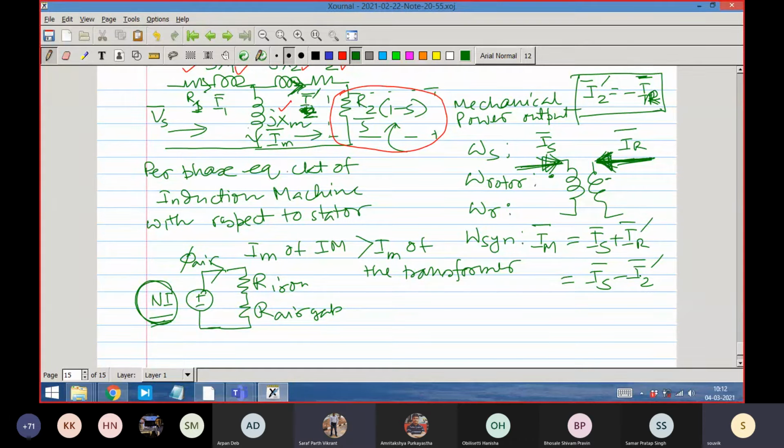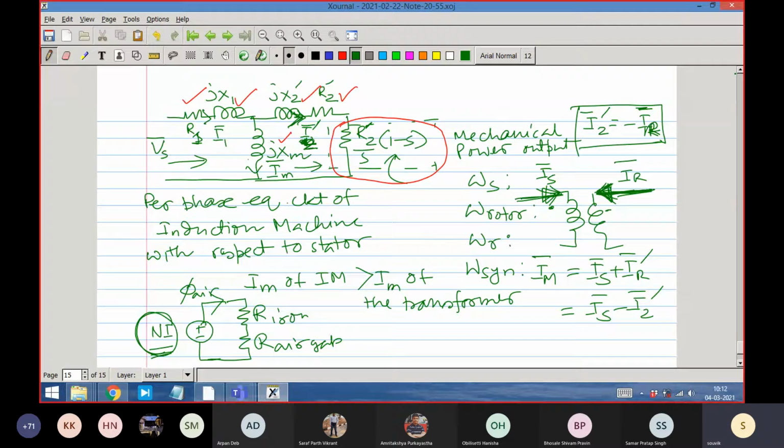Sir, in the equivalent circuit, shouldn't it be R2 dash upon S into 1 minus S? R2 dash by S. Mechanical power output. Yes, sir, it will be R2 dash. Yeah, R2 dash. Sometimes I am forgetting that R2 dash part. Yeah, please be careful about R2 dash.